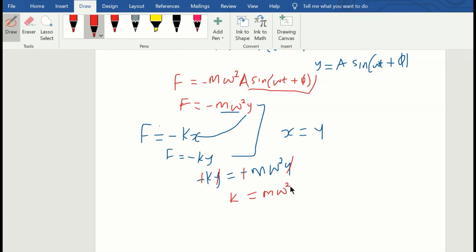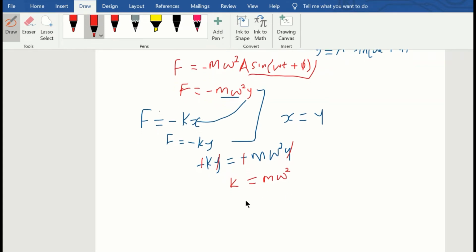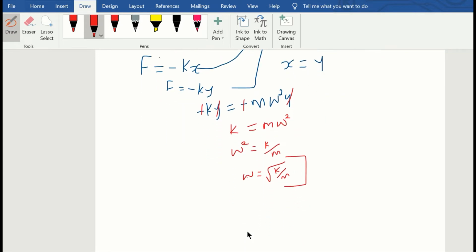Now I want to make the angular frequency the subject, so I can say that the angular frequency squared is equal to k over the mass. Therefore, my angular frequency is equal to the square root of k over m. So this is a very important formula we use for simple harmonic motion, where k is the spring constant, m is the mass and omega is the angular frequency.